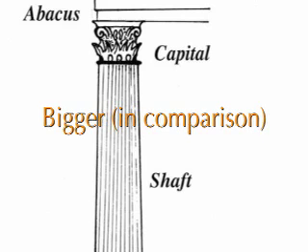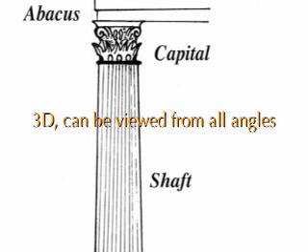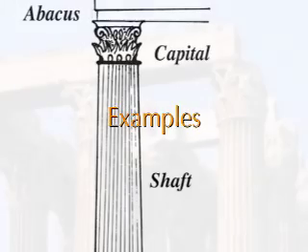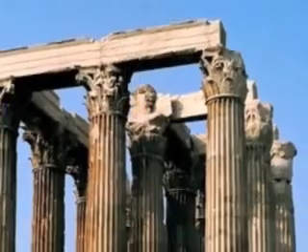They're bigger in comparison to the other capitals, and in 3D, whereas the others are only supposed to be viewed from the front, the Corinthian can be viewed from all angles. Some examples you can use in your exam.